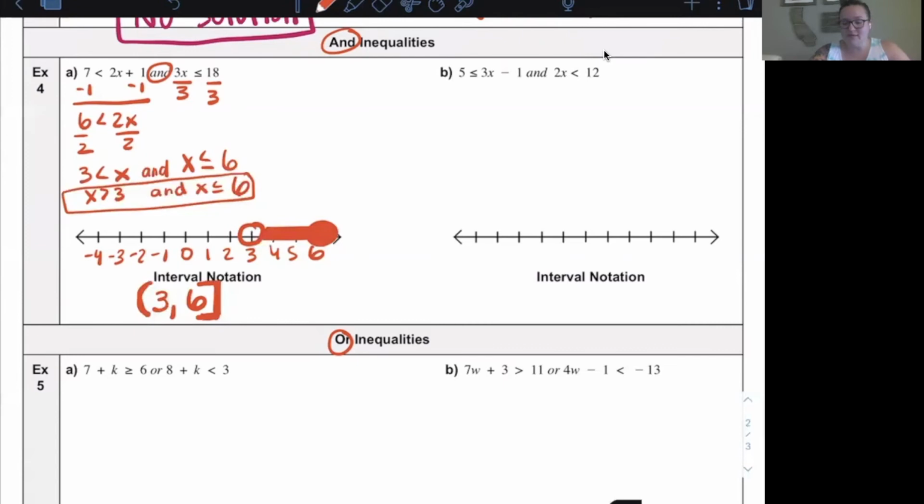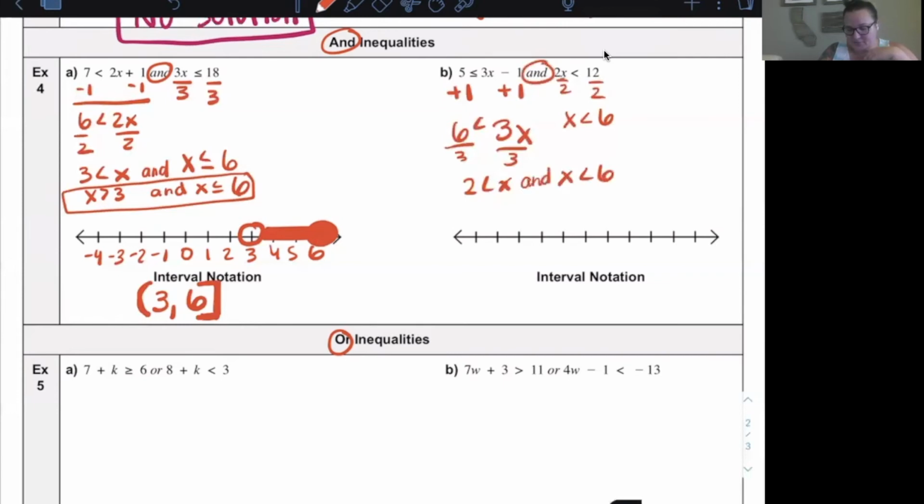So you should have solved for x for both of these inequalities. You probably added 1 to both sides for the first one, so 6 is less than or equal to 3x. You probably divided both sides by 3 and got 2 is less than x. You probably divided both sides by 2 and got x is less than 6. And we want to carry the word "and" down in between. So what this says is that x has to be greater than 2 and x has to be less than 6.